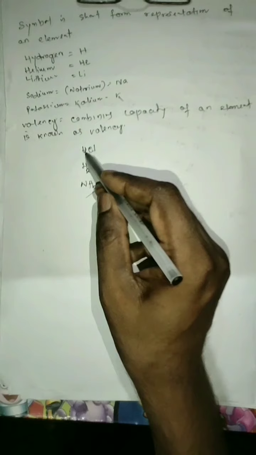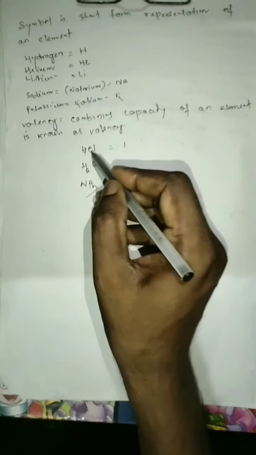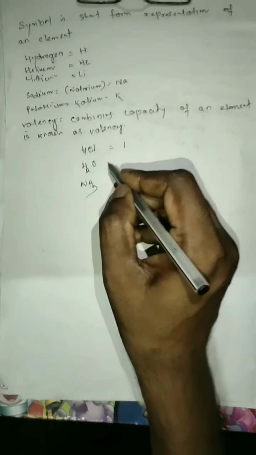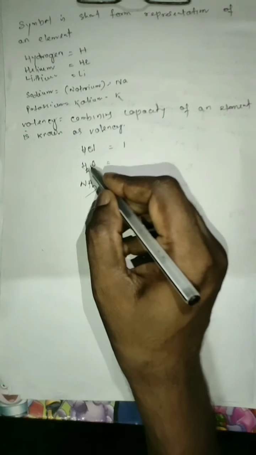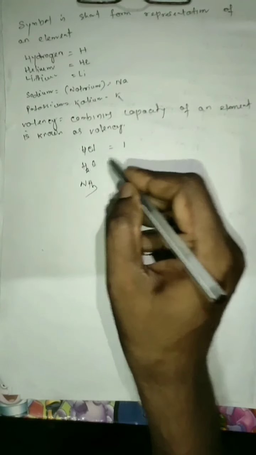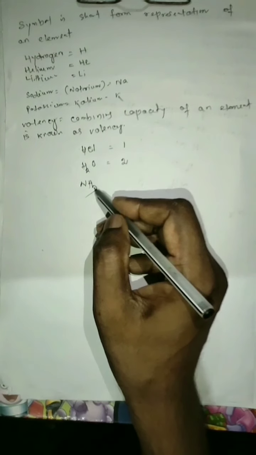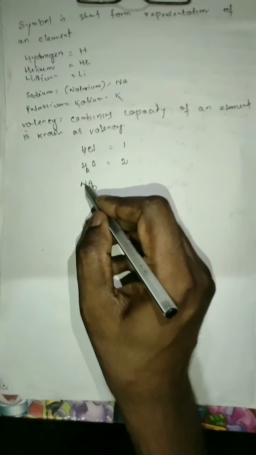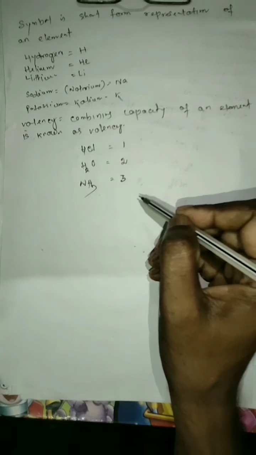1 atom of hydrogen is combined with 1 chlorine atom. So the valency of chlorine is 1. Chlorine's valency is determined according to the reference of hydrogen. In water, 2 hydrogen atoms combine with 1 oxygen atom. So according to the reference of hydrogen, the valency of oxygen is 2. Then the third one is ammonia. According to the reference of hydrogen, 3 atoms of hydrogen are combined with 1 atom of nitrogen. So the valency of nitrogen is 3.